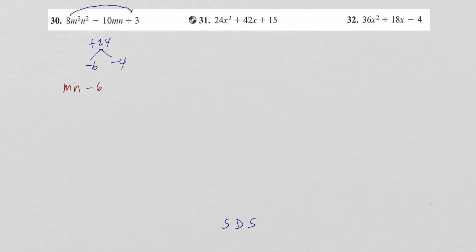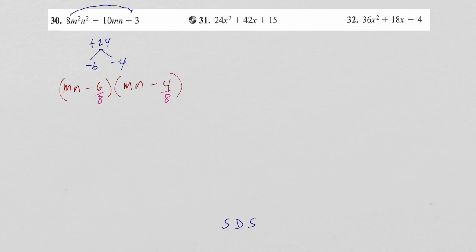So I'm going to have mn minus 6 and mn minus 4. That's because mn times mn is m squared n squared. So that's the slide part. Now we're going to divide by what we slid over. We'll divide by that 8.